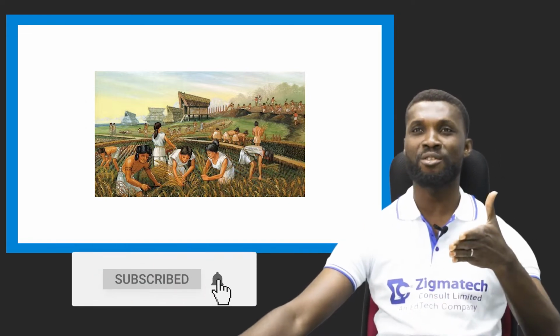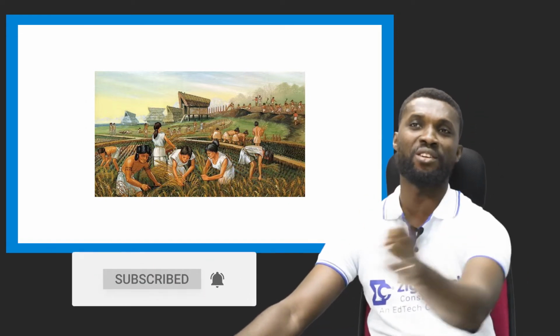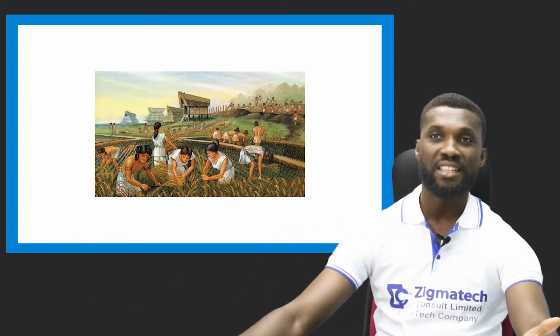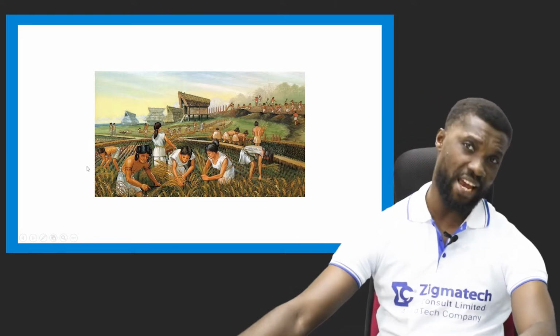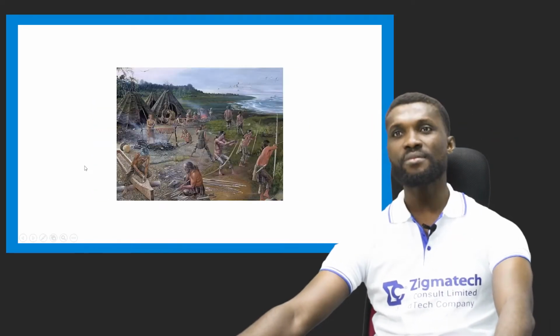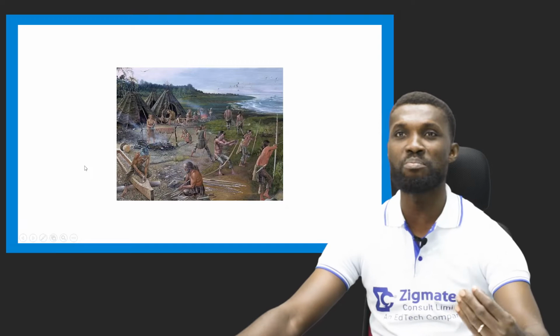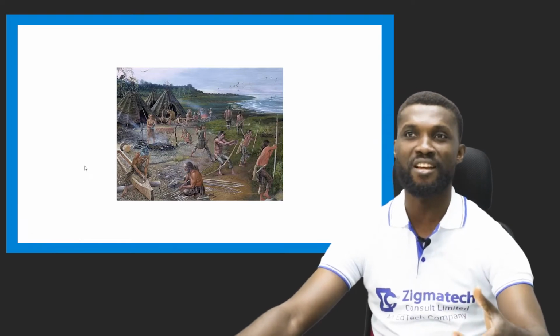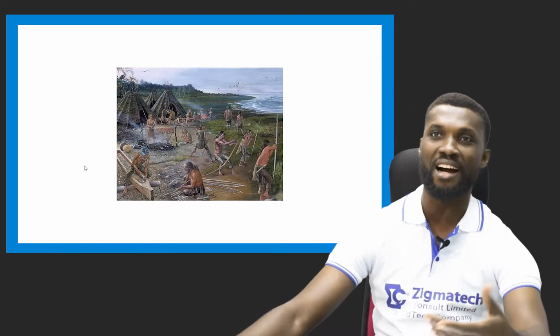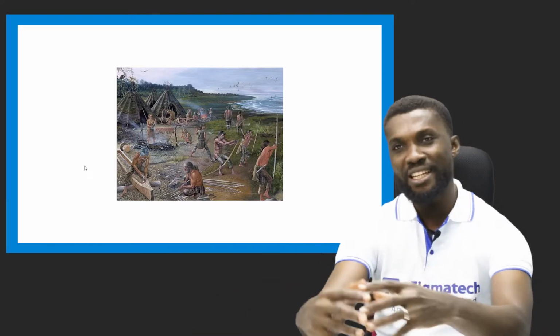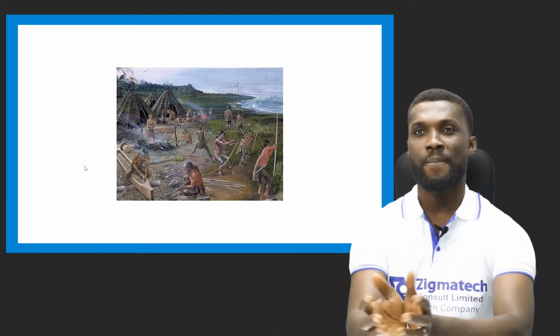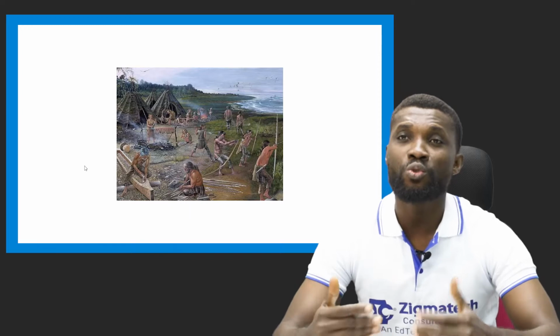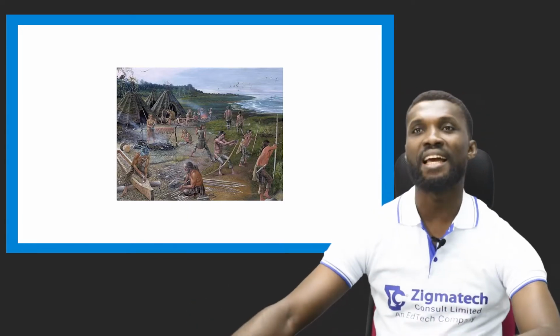They started having houses, instead of living in caves. Now they started building houses with wood and pan fronts. That is exactly what the picture here is trying to explain. Now you see them producing boats, producing spears and arrows, living in communities. So that was exactly what happened during the Mesolithic era.